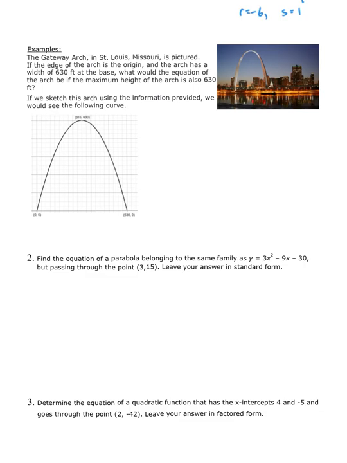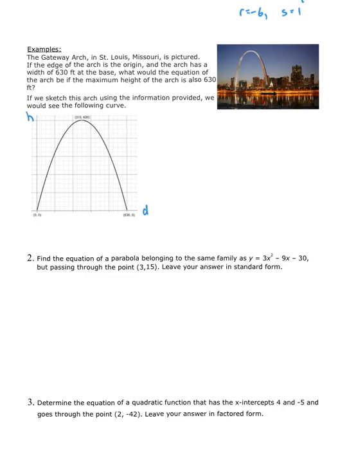In number 1, it says the Gateway Arch in St. Louis is pictured here. The edge of the arch is the origin, and the arch has a width of 630 feet at the base. What would the equation of the arch be if the maximum height of the arch is also 630 feet? So this arch is sketched on this grid here. So the y-axis would be heights, and the x-axis would be the distance across.